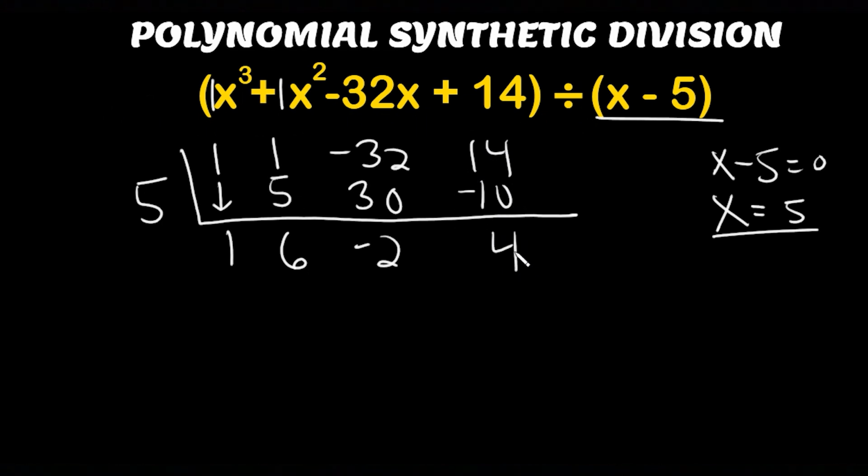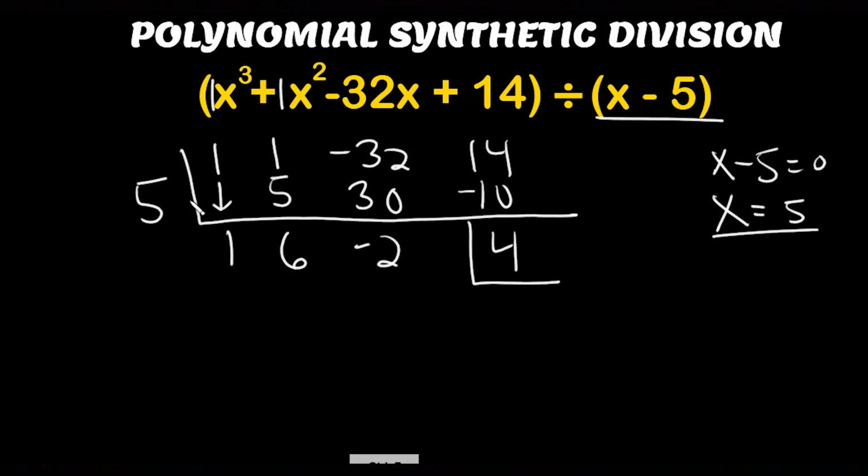Now the last number that I get here, I always box it in because that is going to be your remainder. So you always bring it down 1 degree when you divide. So if I look at the original dividend, it is a cubic. I can see that right here. Since I divided it one time, it is now going to be a quadratic.